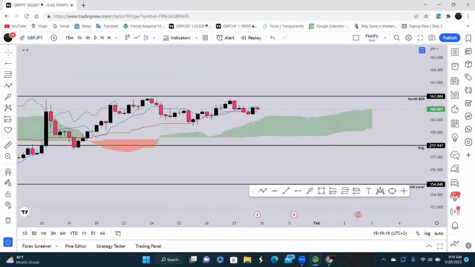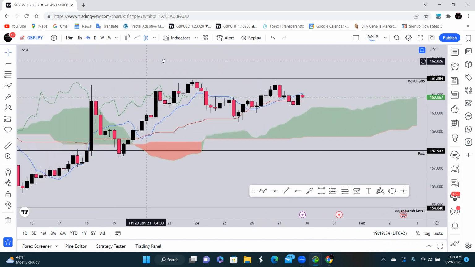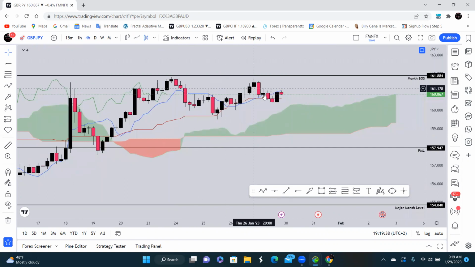The 4 hour is bullish. I don't like that at all. However, it's trying to dip down. So let's pause there with price action right now. We're going to look at this cloud and see what happens to GJ if GJ decides to fall and come back down.